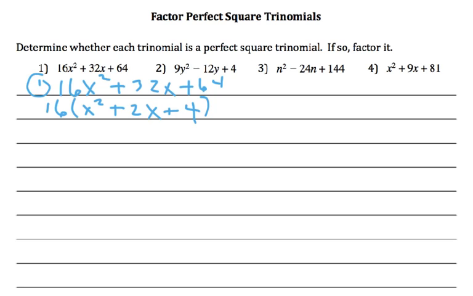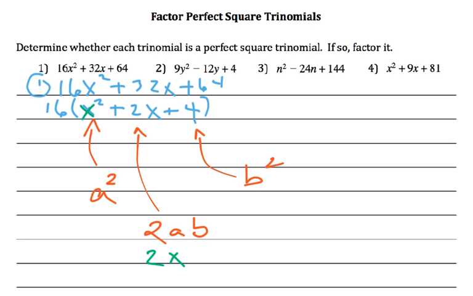And the reason I'm doing that is because I'm thinking that, if this is that a value squared, and this is that b value squared, then we'll see if this is 2ab. So in our case, a is x, and b would be 2, because 2 squared gives me 4. And does that work out to where we have a 2ab deal? The issue is that it doesn't. So we would really say, no, this is not a perfect square trinomial.